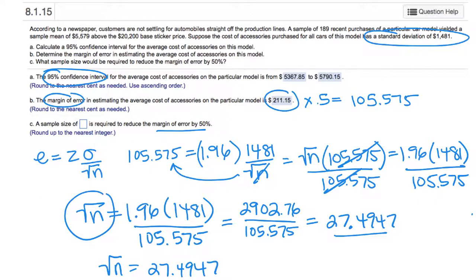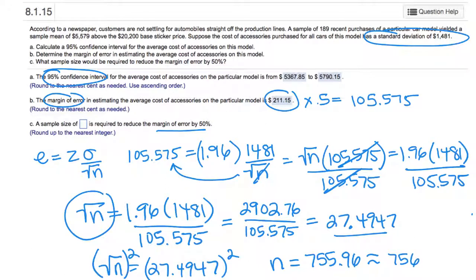27.4947. In order to get rid of the square root, we have to square both sides. So I'm going to square both numbers. And what happens is my n is now equal to 755.96. But remember, with required sample sizes, we always round up. So my n becomes 756. So hopefully that helps. Let me know if you have any questions.